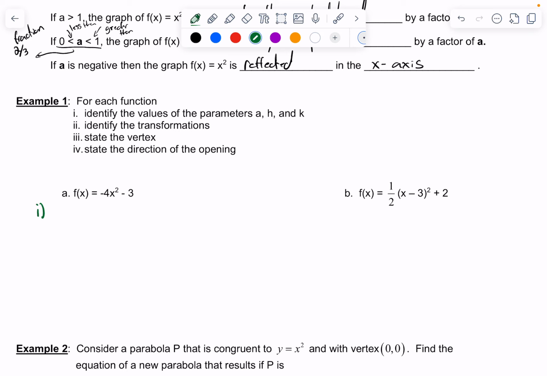Well, the number that's right next to the x squared, that right there is your a, and there it is your k, because there are no brackets on this one, so there is no h value. So in this case, our a is -4. Our h, we don't have one, but it's 0 technically, and the k is -3. Two, identify the transformations.